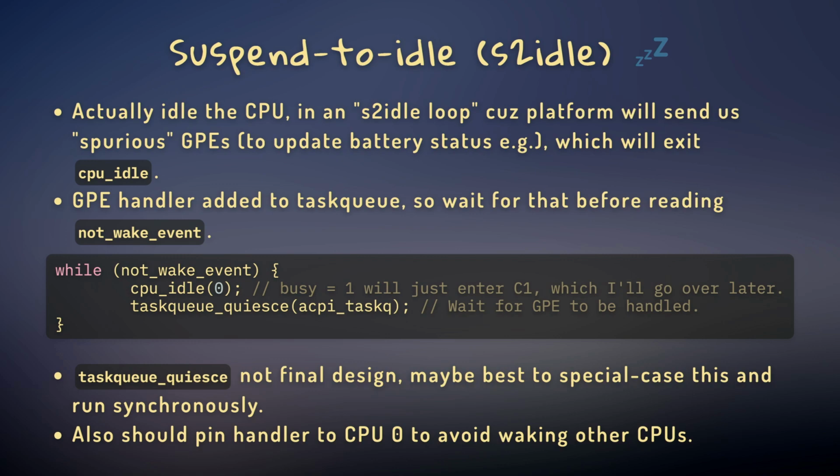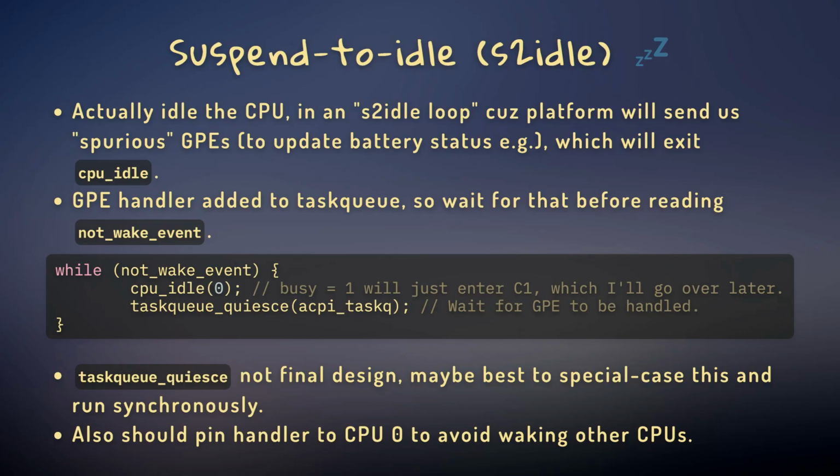We do this in a loop because our platform will sometimes send us SCIs and events which aren't necessarily wake events. So a common example is on the Frameworks, if it's unplugged, every 60 seconds it will send you a battery status update. I'm guessing they do this so that you can track battery states while you're suspended. But we don't actually want to completely wake the system. So we do need to check whether or not this event is a wake event or not. And if it's not, then we want to go straight back into idle. So that's the S2 idle loop.